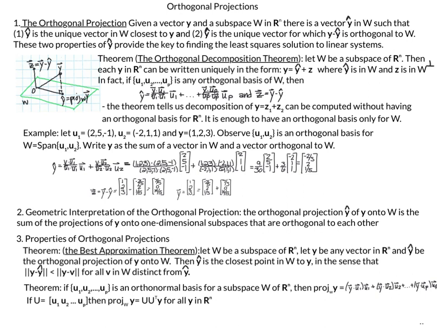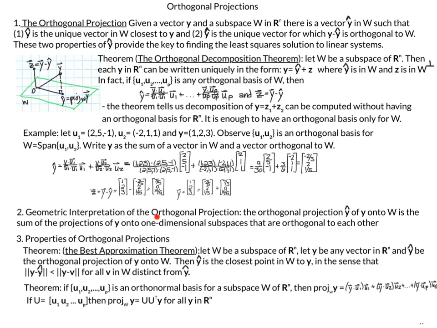And we had this first example here. W is equal to the span of u1 and u2, where u1 is the vector 2, 5, minus 1, and u2 is the vector minus 2, 1, 1, and we have our vector y, not in W, equal to 1, 2, 3. We can write y as a sum of a vector in W and a vector orthogonal to W. So we straightforwardly use this formula from the orthogonal decomposition theorem to find y hat, the vector in W. And then y hat was equal to this vector here. And then we found z by using this formula, y minus y hat.